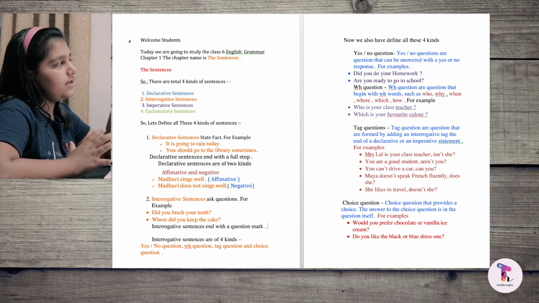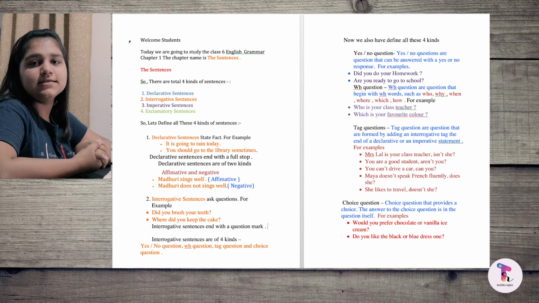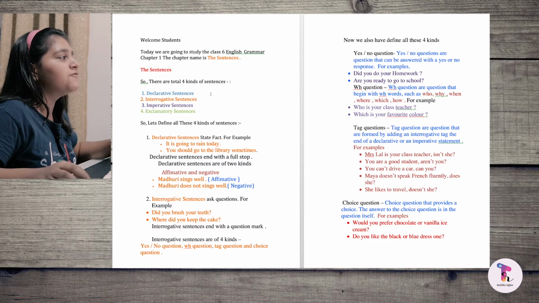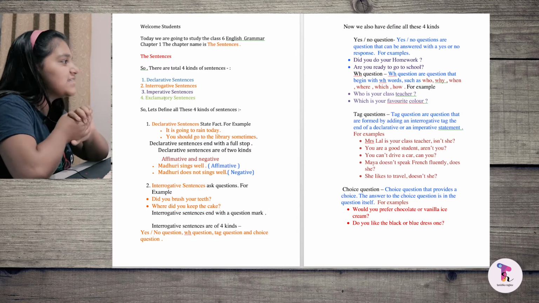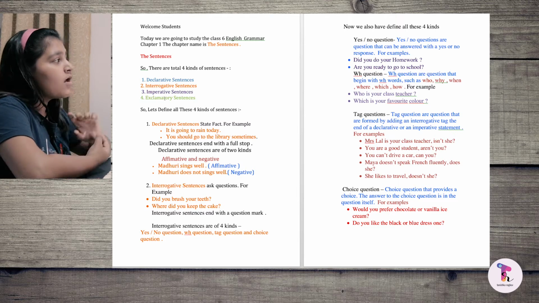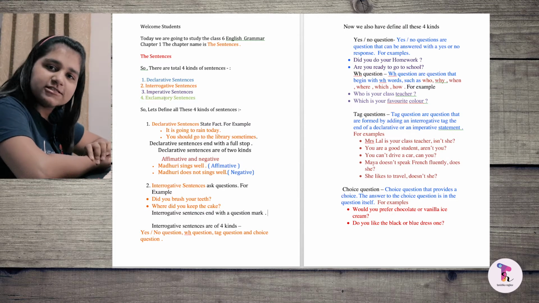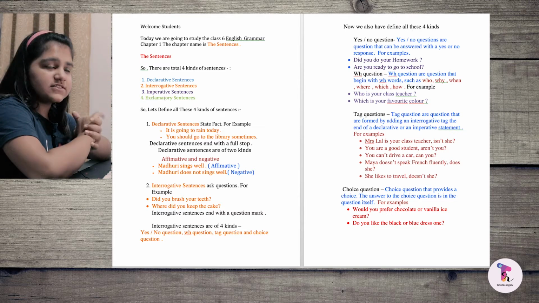Today we are going to study the class 6 chapter 1 English grammar. The chapter name is the sentences. So basically there are a total of 4 kinds of sentences. First is declarative sentences, second is interrogative sentences, third is imperative sentences, and the fourth one is exclamative sentences. Now we have to define all these 4 kinds of sentences.